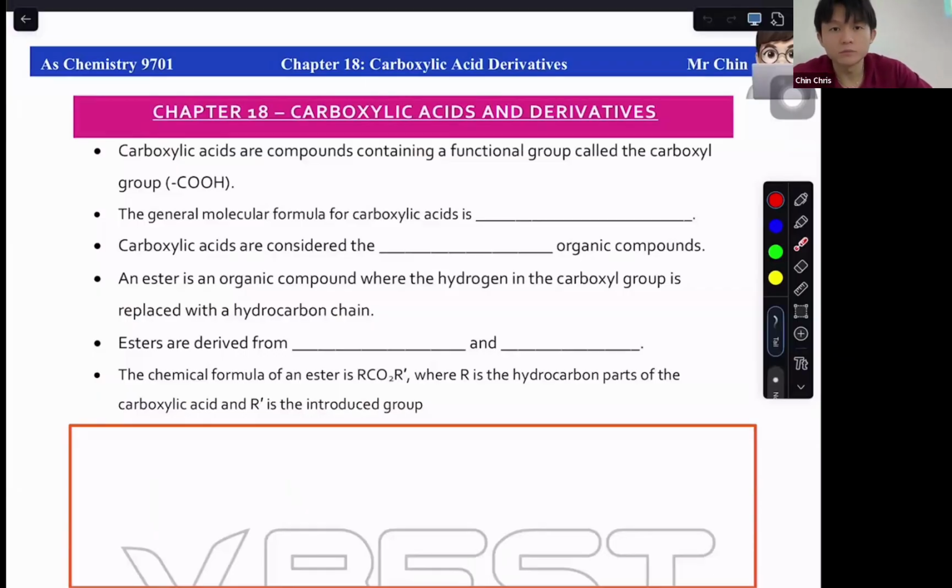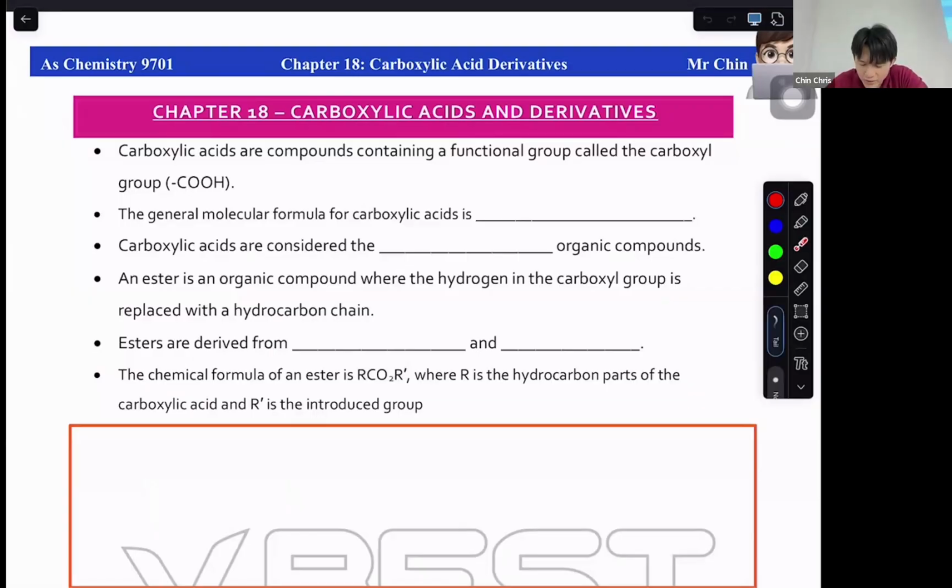Oh, yeah, wait. Bro, my screen is lagging. Aiyo, wait. How like that, brother?